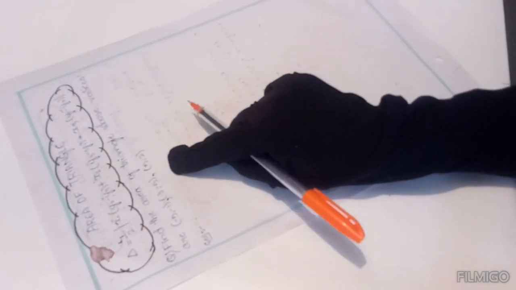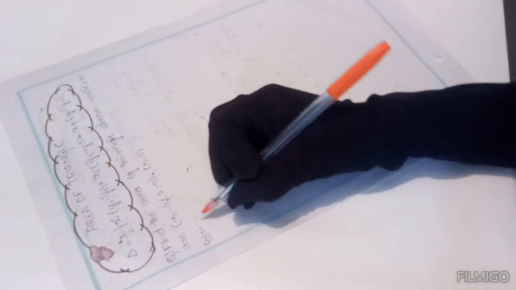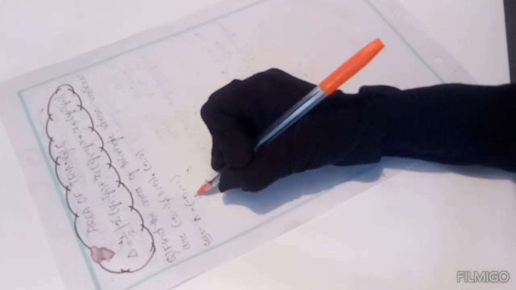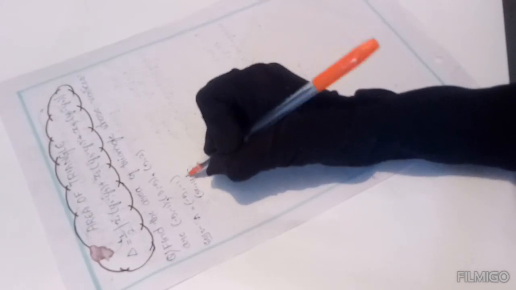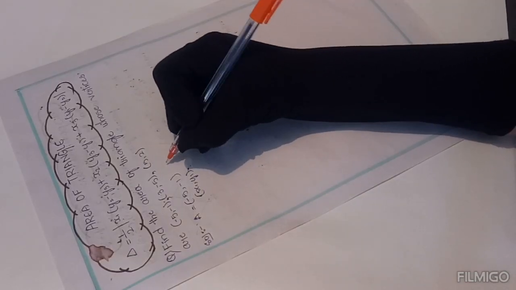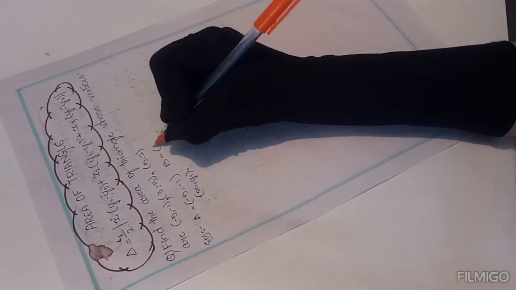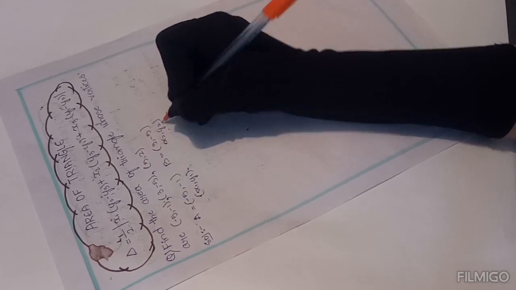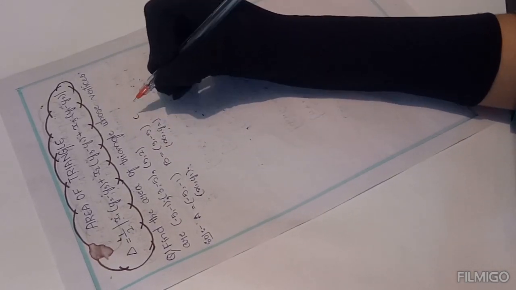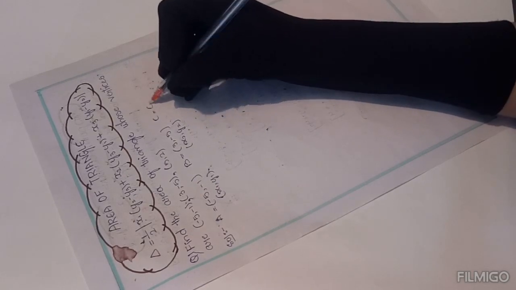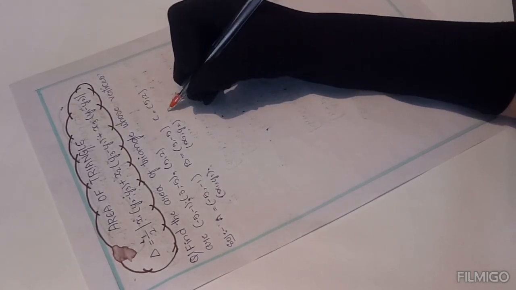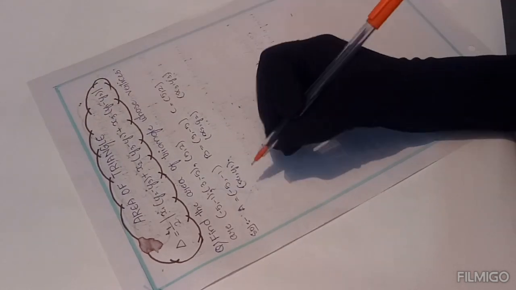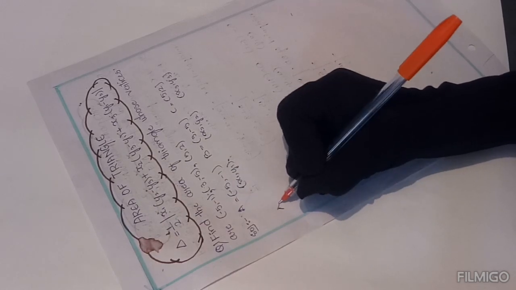3 coordinates are given. We have to find the area of a triangle. Let A be equal to minus 5 comma minus 1, which can be written as x1 comma y1. The coordinates of B are 3 comma minus 5. Consider it as x2 comma y2. Now C is equal to 5 comma 2. So consider it as x3 comma y3. To find the area of the triangle we have a formula.